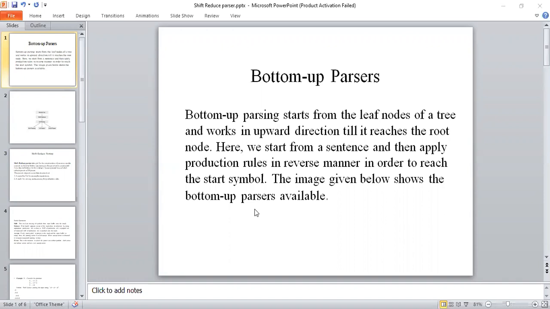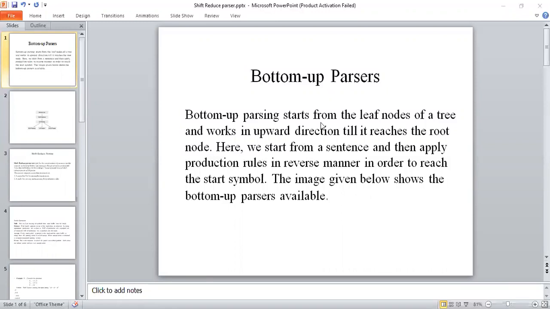So what are bottom-up parsers? A bottom-up parser constructs the parse tree from the leaf nodes to the root node. Bottom-up parsing starts from the leaf nodes of a tree and works in an upward direction till it reaches the root node. So this is about bottom-up parsers.